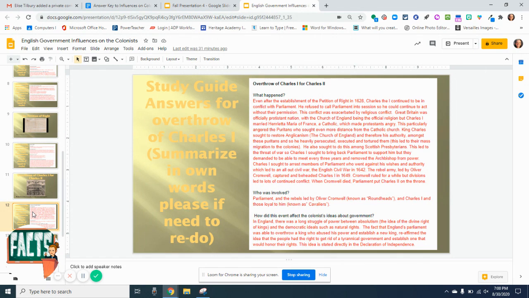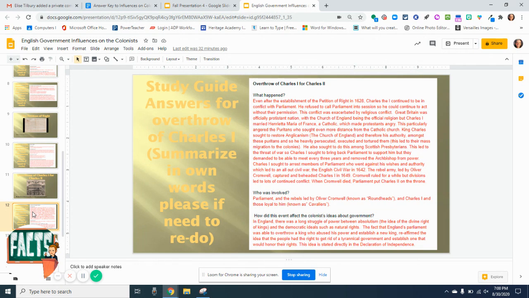So the rebel army, led by Oliver Cromwell, captured and beheaded Charles I in 1649. Cromwell ruled for a while, but divisions led to continued conflict, and when Cromwell died, Parliament put Charles II on the throne.